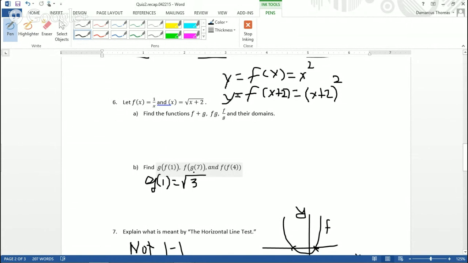For the next one, you need to find g of 7 this time. Okay, g of, and this should be g of x as well.